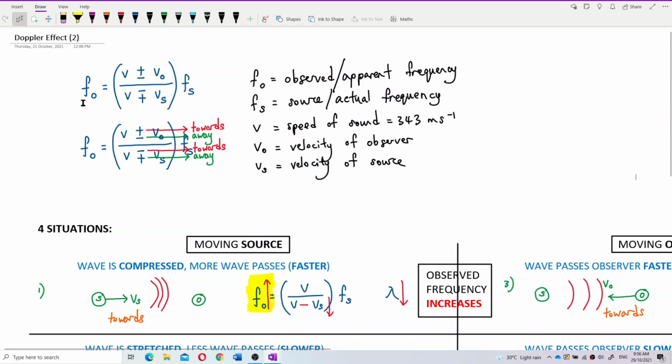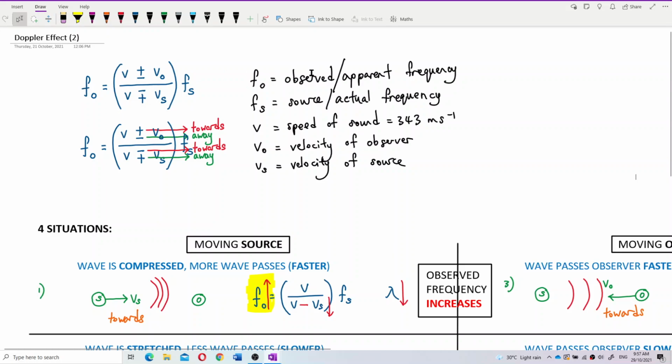The observed frequency fo is equal to v plus or minus the observer velocity vo, divided by v minus or plus the source velocity vs, and then multiplied by the source frequency fs. As you can see, the sign at the top is plus or minus, but at the bottom it is minus or plus. Why is that? First of all, we need to identify what these symbols are.